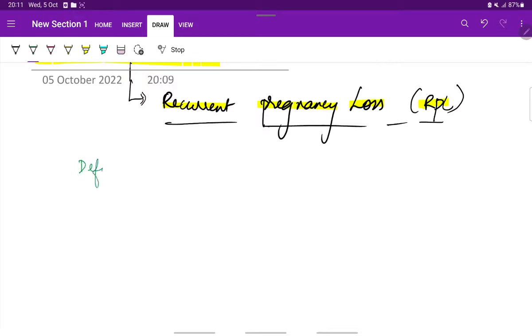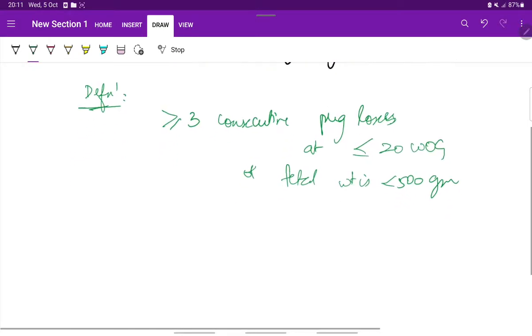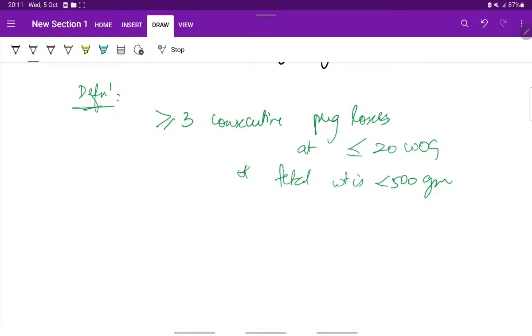First, the definition of recurrent abortions is when there are more than or equal to 3 consecutive pregnancy losses at less than or equal to 20 weeks of gestation, or when the fetal weight is less than 500 grams. So, more than or equal to 3 consecutive pregnancy losses at less than or equal to 20 weeks of gestation, or when the fetal weight is less than 500 grams. This is the definition for recurrent abortion.